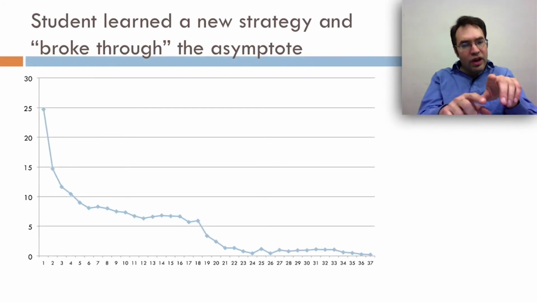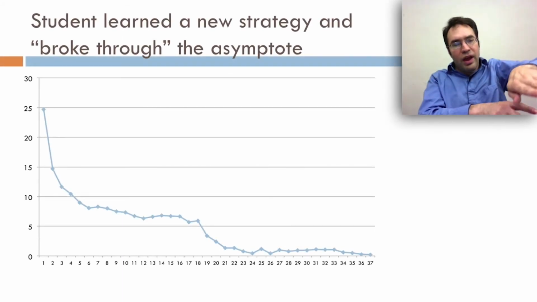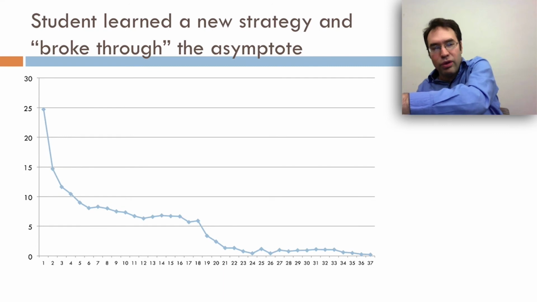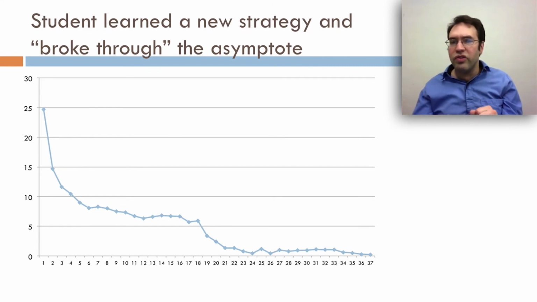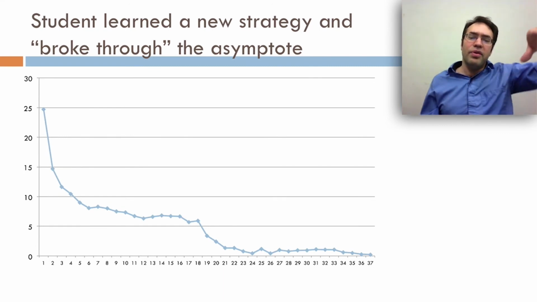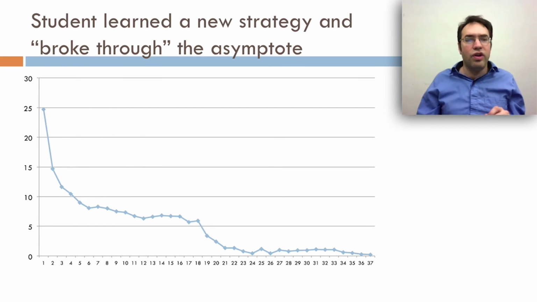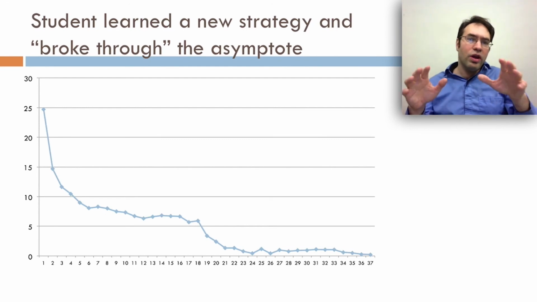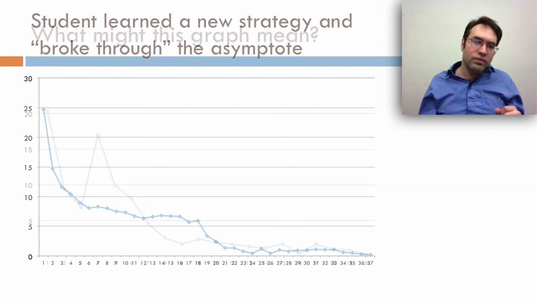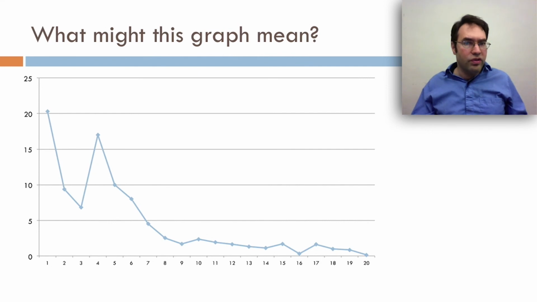What probably happened is, take a look at where it is going down, then it flattens out at the asymptote. It looks like we're just in another case of the student learned, but then suddenly it jumps down again. What probably happened here is the student learned a new strategy and they broke through the asymptote, like the Fosbury flop or like learning a new strategy for division. How about this graph? What does this graph mean?